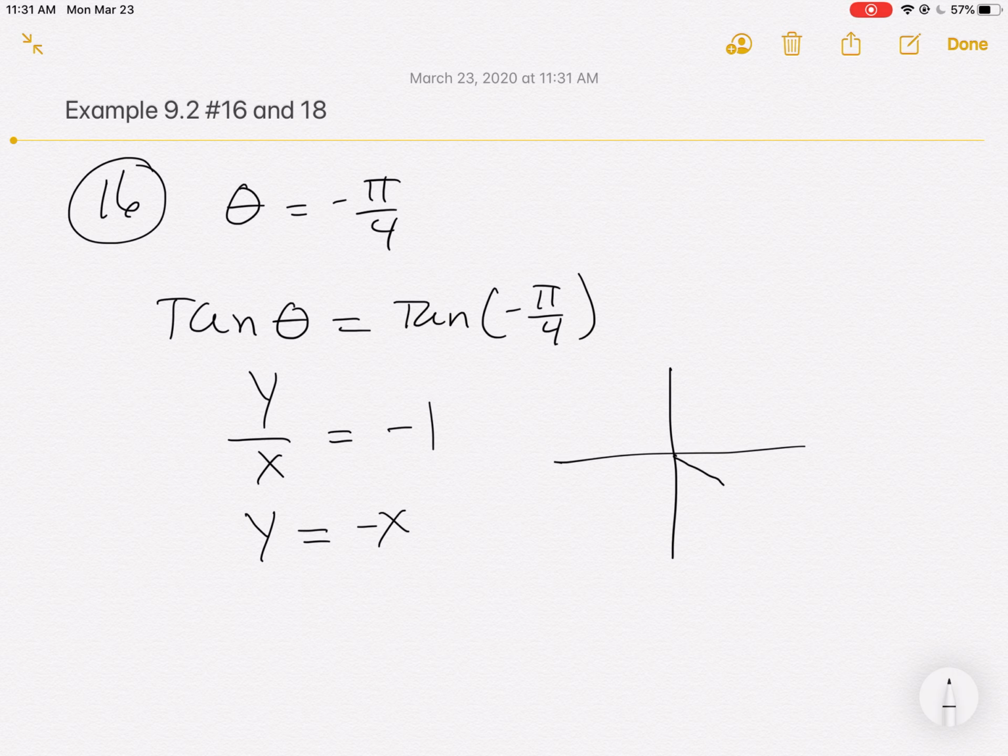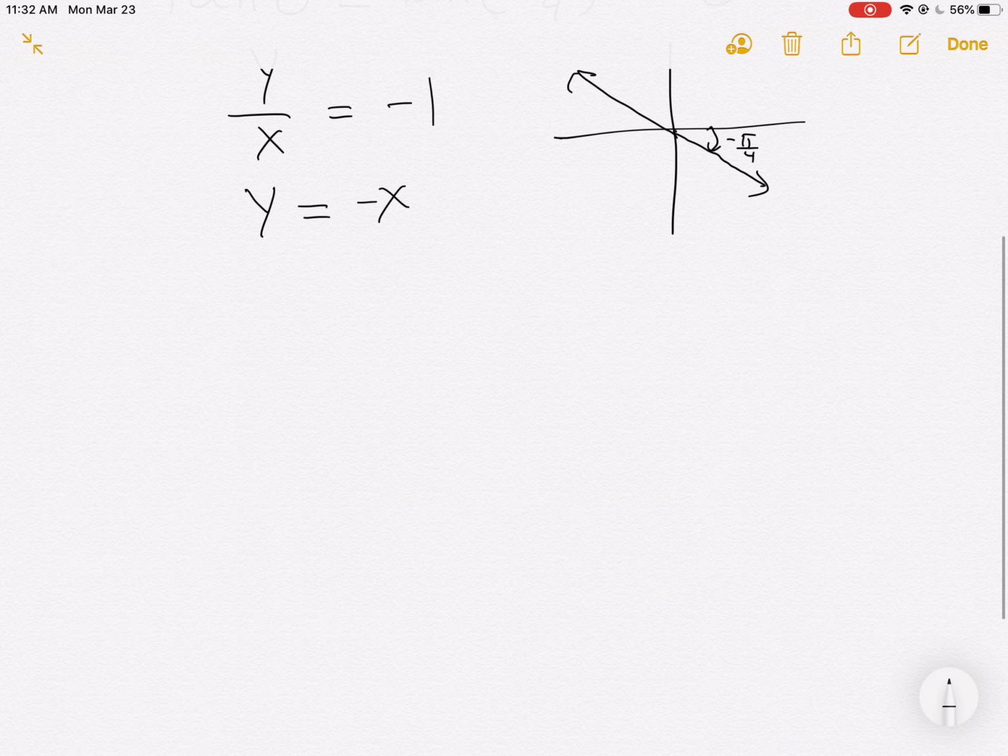And so we get this line right here. Notice that we might have been able to get that just from the beginning, because what we're learning is that we're on the negative pi over 4 line, and we can be anywhere on it, and so we get that entire line. Number 18 is similar, so let me scan down here and we'll look at 18.